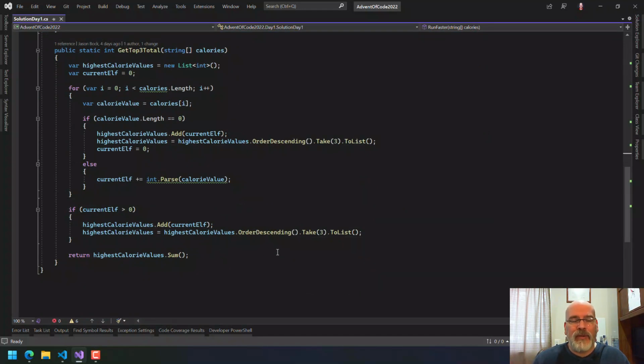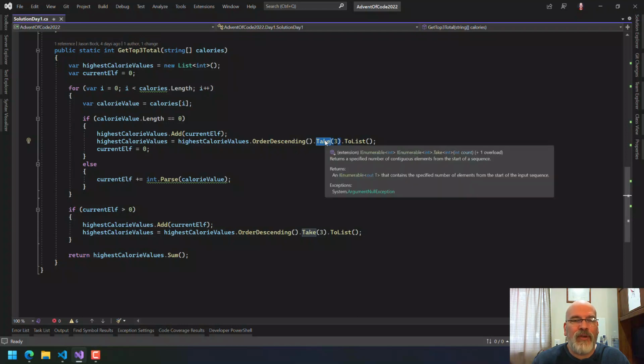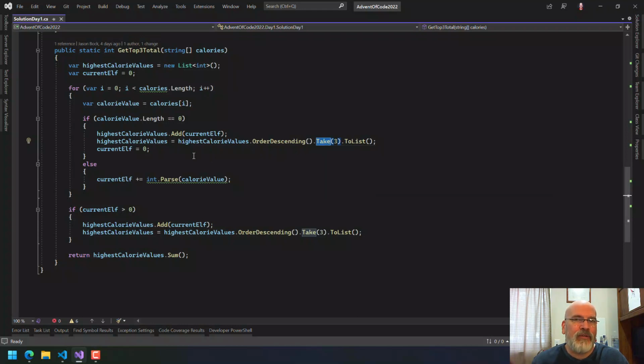In this case, I use a list because I was already, I think, like by day 15, that's when I finally realized this, and I was starting to just get tired of solving these a little bit. So I went back to just simply using a list and doing an order descending, take 3, and just keep the top 3 there. So not the most ideal way of doing it, but it works. And the way this works anyway is I'm only keeping 3 values in the list at all times.